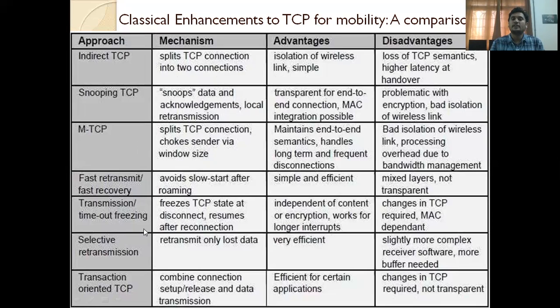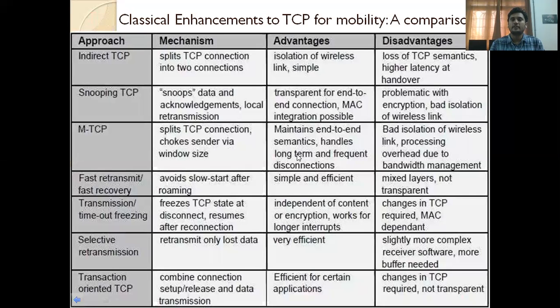In timeout freezing, it freezes the TCP state at disconnect and resumes after reconnection. Selective retransmission retransmits only lost data, selected packets. If packet 6 is lost, it just retransmits only packet 6. No need to transmit again from packet 1 onwards. That is selective retransmission. Coming to transaction-oriented TCP, it combines connection setup, release and data transmission.